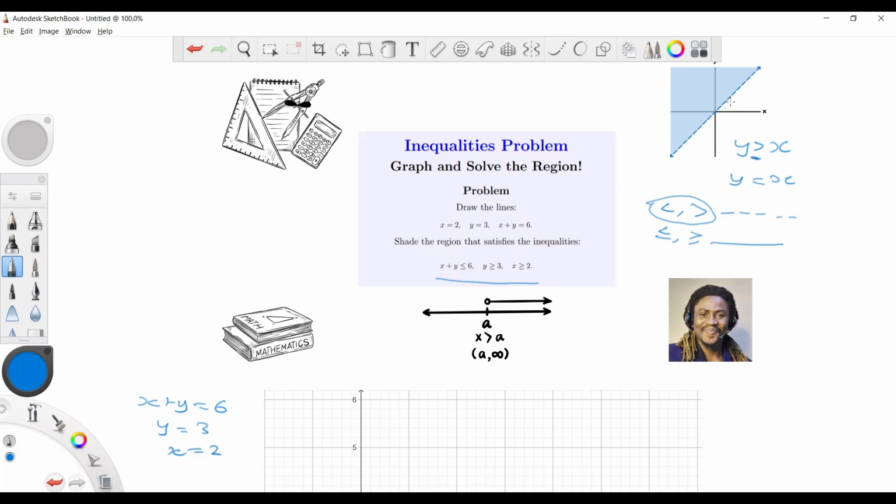So we draw that. In this case, you can see that along this line, the values of x are equal to the values of y. So if x is 2 here, then y is also 2 here. And then we proceed to shade the region that is required. So within this region, the values of y are always greater than the values of x.